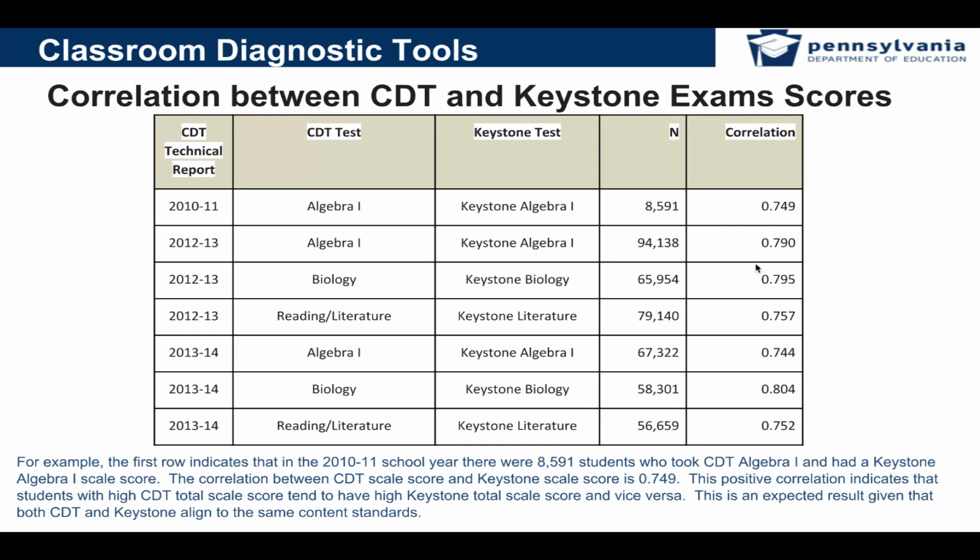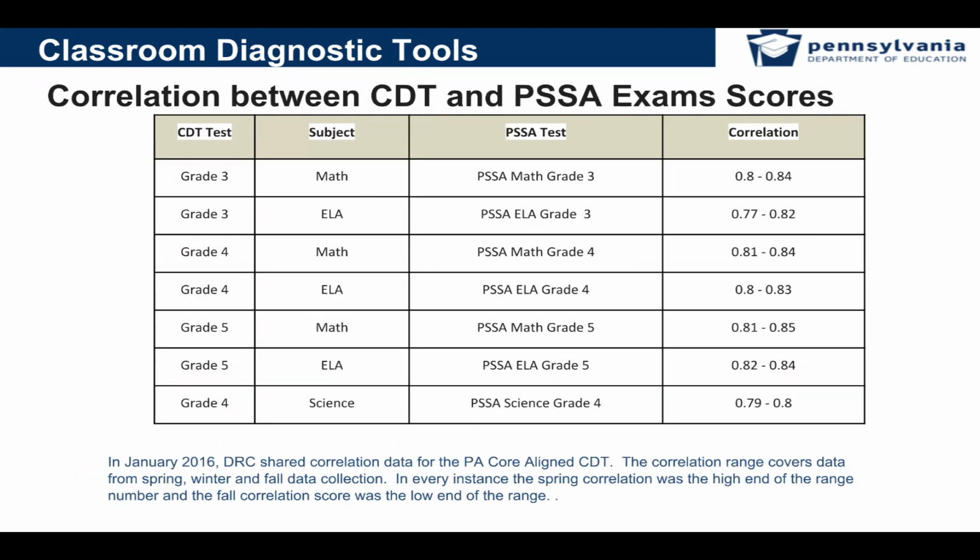And as you look down on the right-hand side, you'll see that they range from 0.74 all the way up to 0.804 for biology in 2013-14. But there is a consistent pattern of 0.7 or better for the Keystone aligned CDT scores. Let's look at the PSSA exams and how they correlate. You'll notice that these are by grade level and subject area, and this would be since the CDT was aligned to the PA core standards, and the correlation scores will range from 0.77 to 0.85, I believe is the highest.